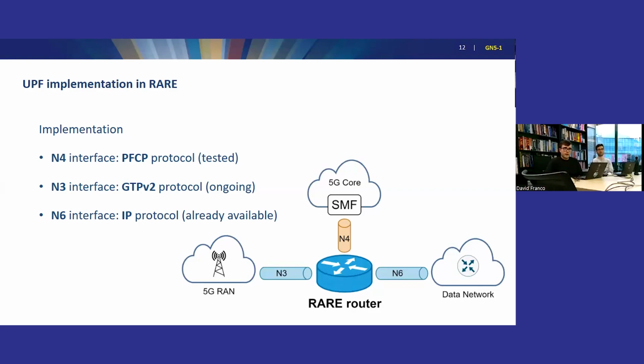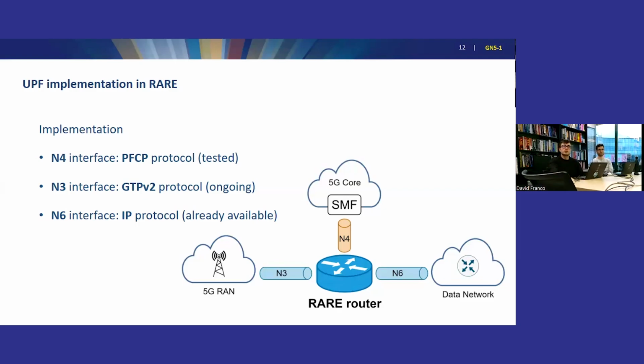And third, we have the N6 interface, in which the UPF sends the data packets towards the data network, which is typically the internet. It can be any external data network, but it's typically the internet. And from this point, packets are decapsulated and routed using the regular IP.